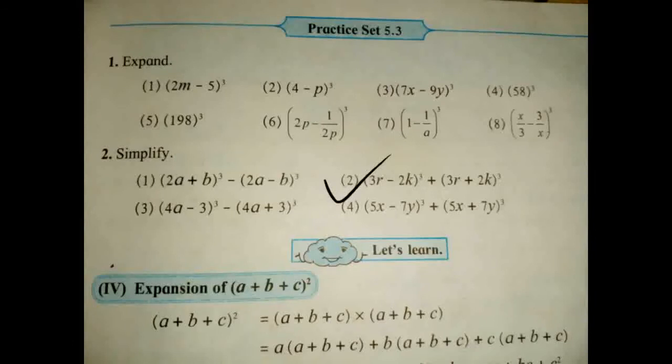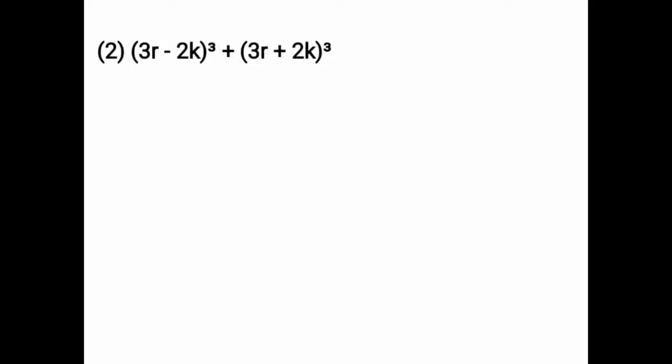Next, 3r minus 2k the whole cube plus 3r plus 2k the whole cube. All this type of sum of the combined formulas of a plus b the whole cube and a minus b the whole cube is the same. In the combined formulas of a plus b the whole cube and a minus b the whole cube, they will give the same a side and b side in both the brackets. In the first bracket you have to use the formula a minus b the whole cube, and in the second bracket you have to use the formula a plus b the whole cube.